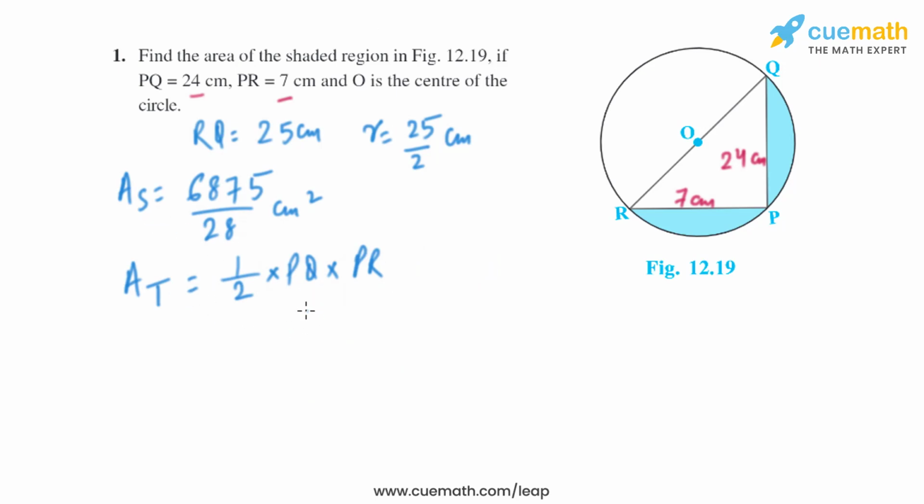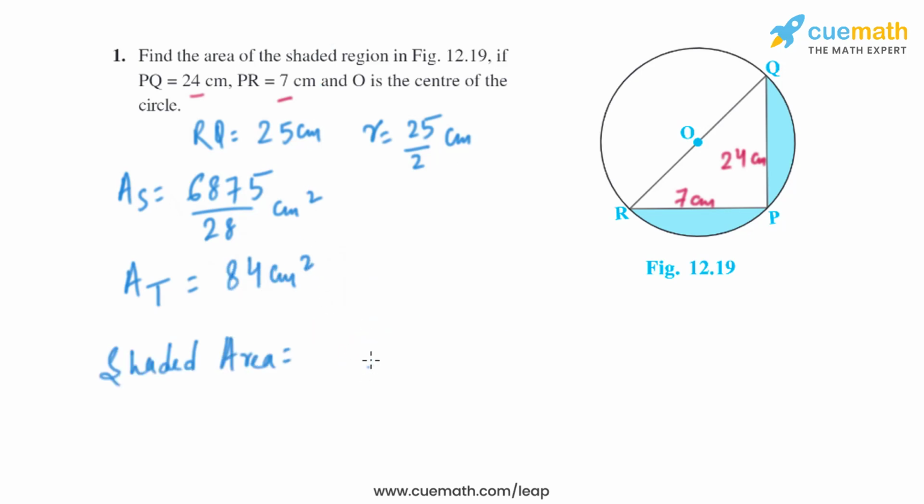Now let's find the area of the triangle, that is half into base into height, which is half into PQ into PR. We know the length of PQ and PR, so it will be half into 7 into 24. And on solving this, we'll get the area of the triangle as 84 square centimeters.